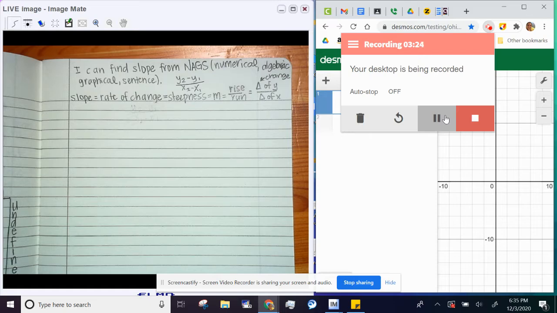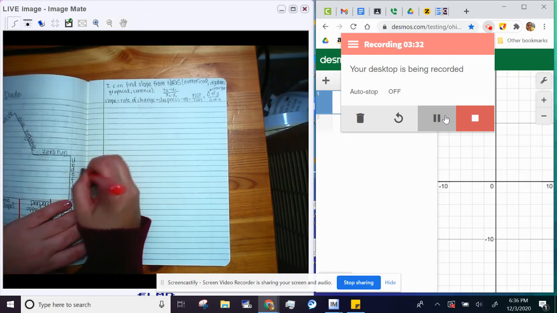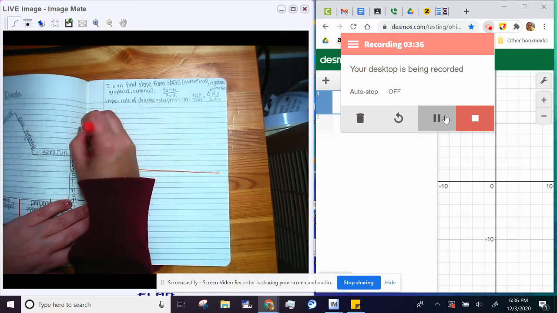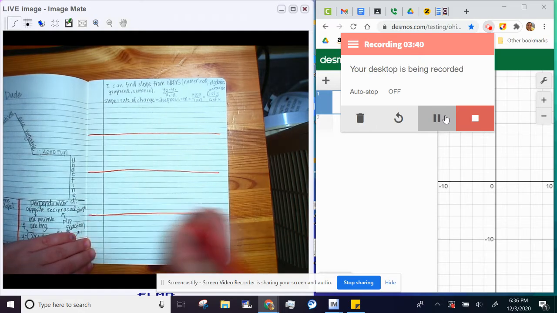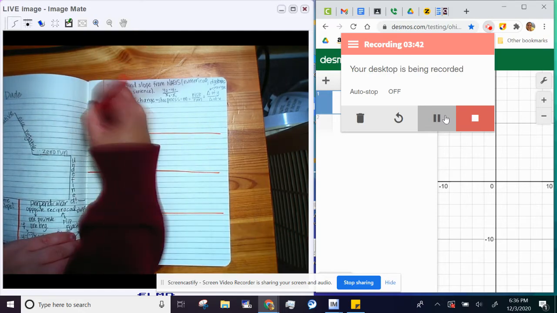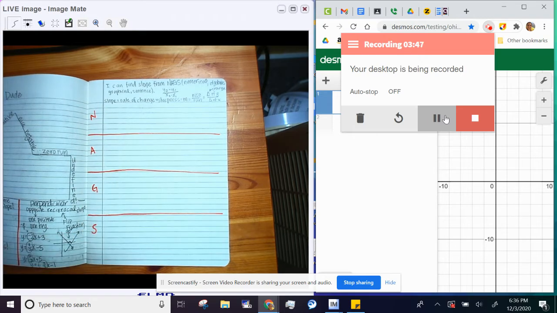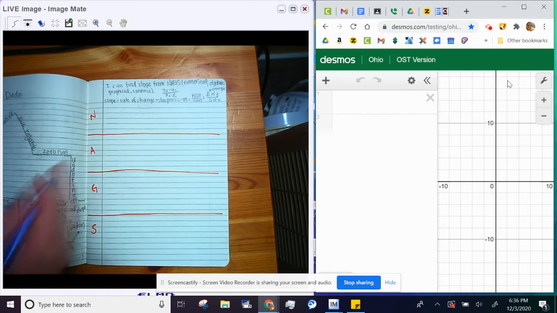So like I said, we're going to do NAGs. So I'm going to split up my paper now into the representations, just like what we did when we did NAGs. So I'm going to cut it in half, and I'm going to cut it in half again. Okay, so N, A, G, S. And NAGs.